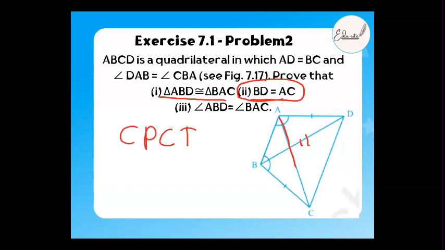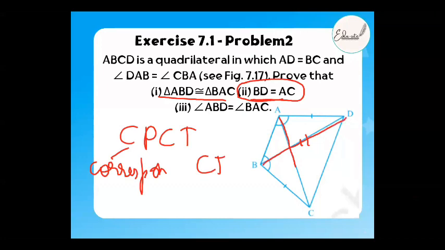You have to write. What is CPCT? They are corresponding parts of congruent triangles. Very good. AC and BD are equal because they are corresponding parts of the congruent triangles. And this is equal to this. Okay, alhamdulillah. This is proven.